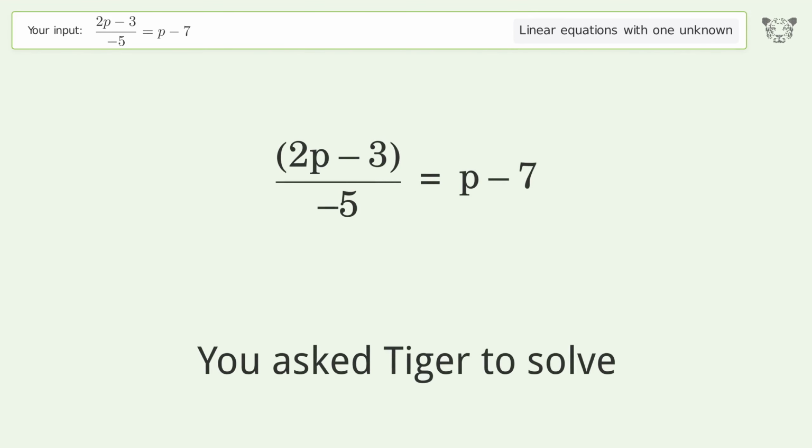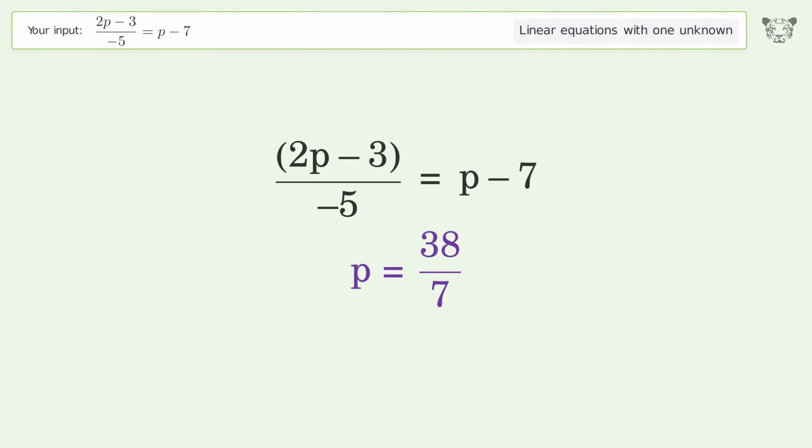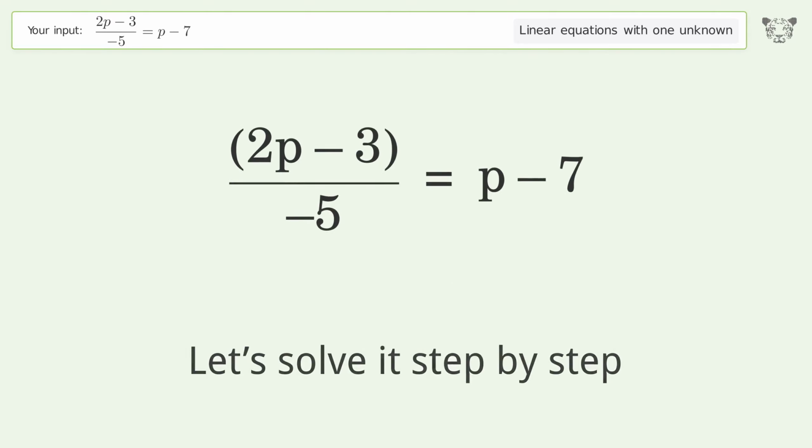You asked Tiger to solve this. It deals with linear equations with one unknown. The final result is p equals 38/7. Let's solve it step by step.